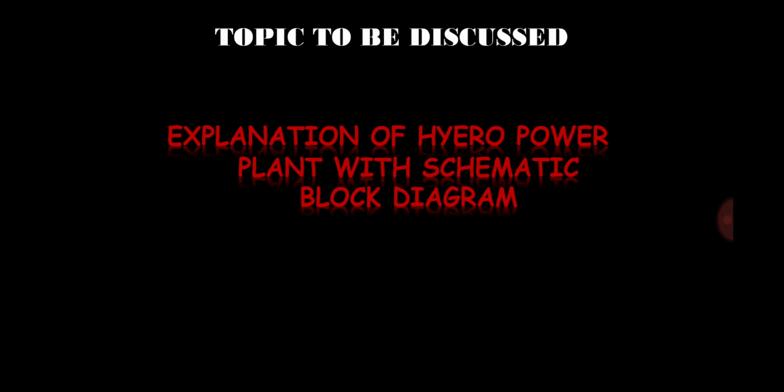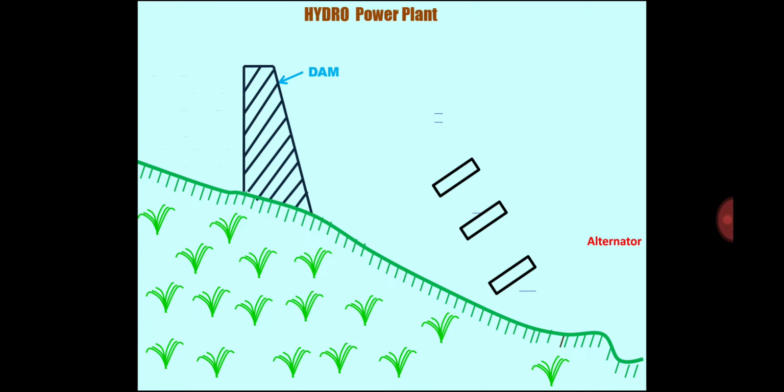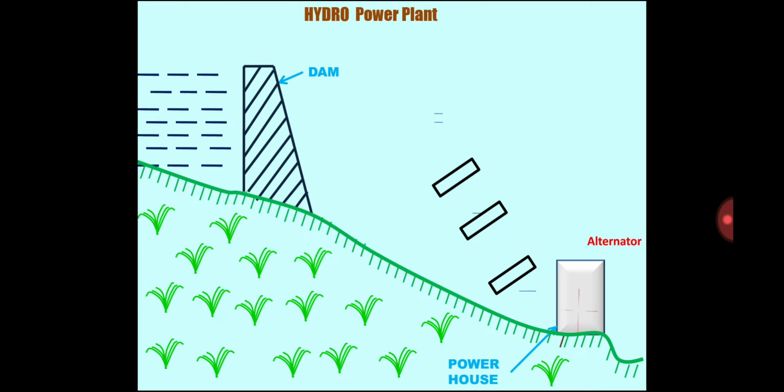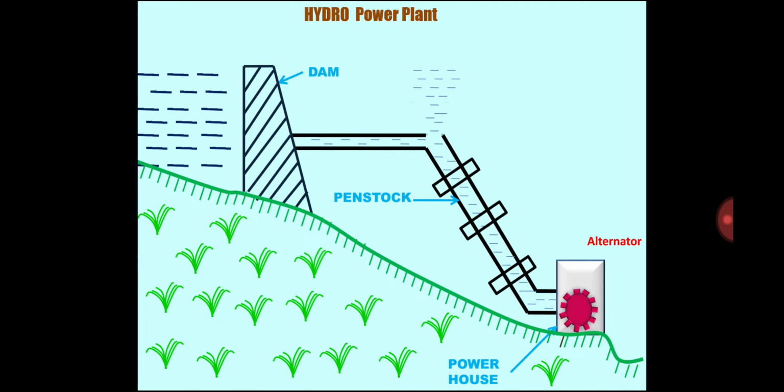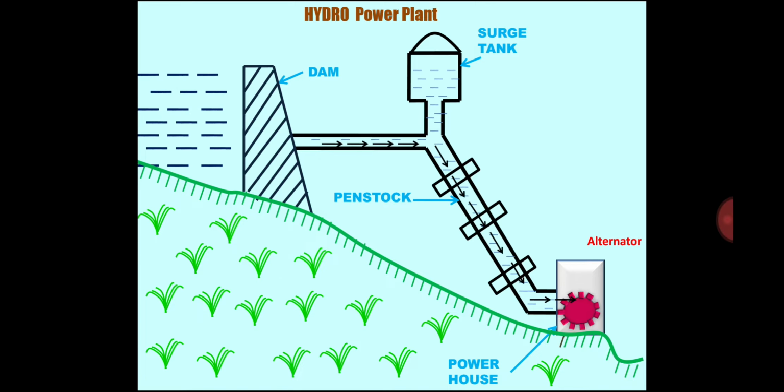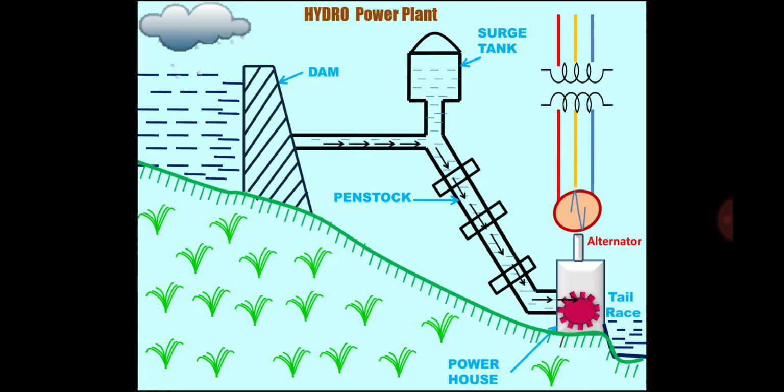So now we know the concept that when water is stored, it is having the potential energy, and when water flows, that potential energy gets converted into kinetic energy. So that kinetic energy can be easily converted into mechanical energy, and that mechanical energy then can be used to generate the electricity. So this is the schematic block diagram for hydro power plant, and these are the various components of hydro power plant. So we will take a look at it one by one.